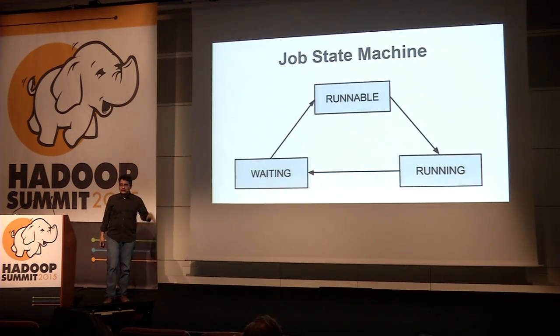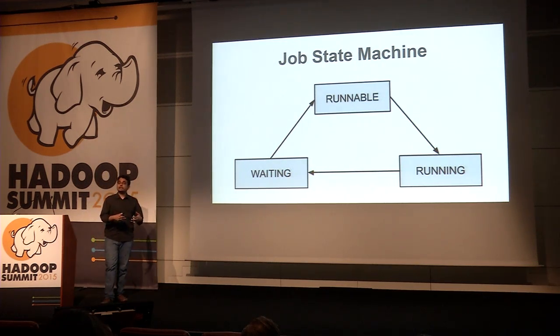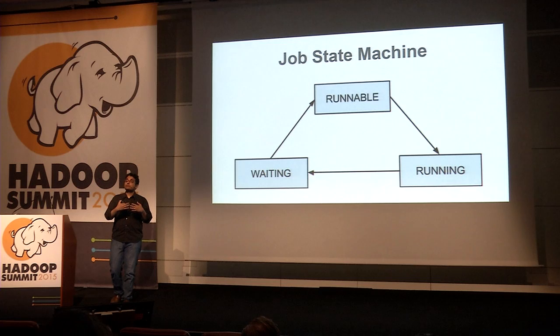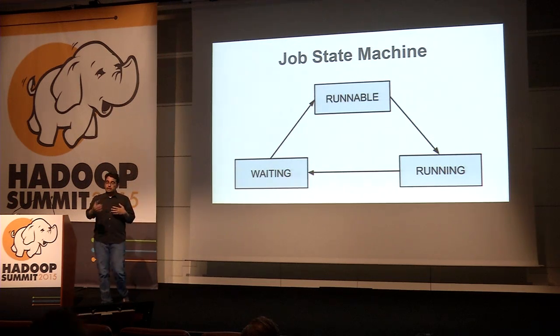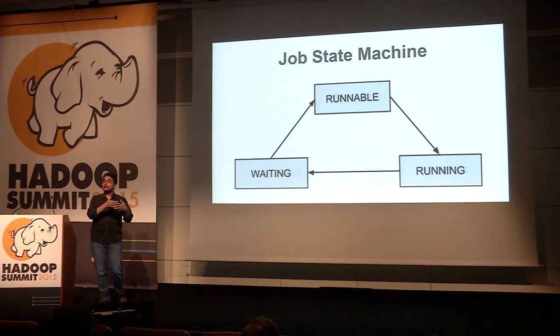So this is the state machine. A job can be in any one of these three states. Either it's waiting, so it's waiting for all of its inputs to be available, and once all of its inputs are available, the worker puts it in the runnable state, and then actually runs it. And if it succeeds or fails, it again puts it back into the waiting state.